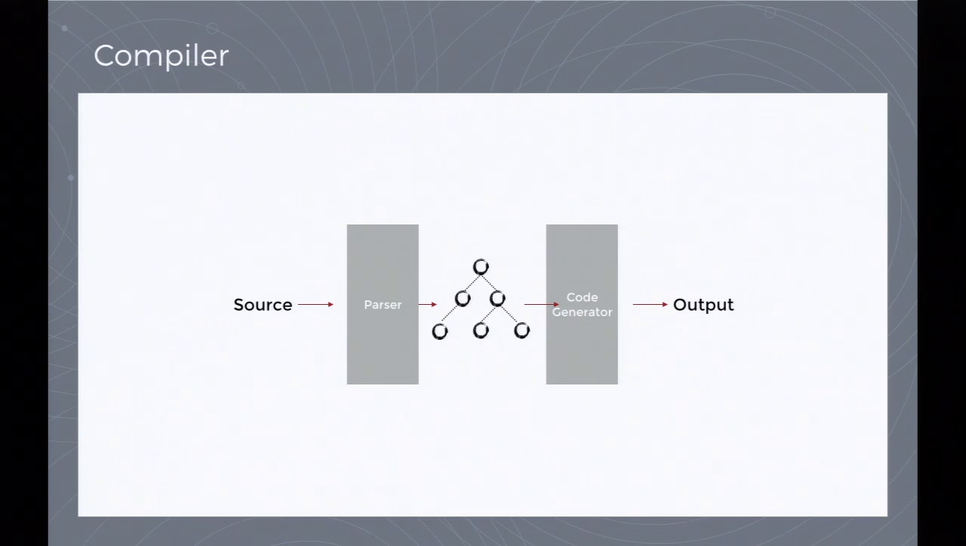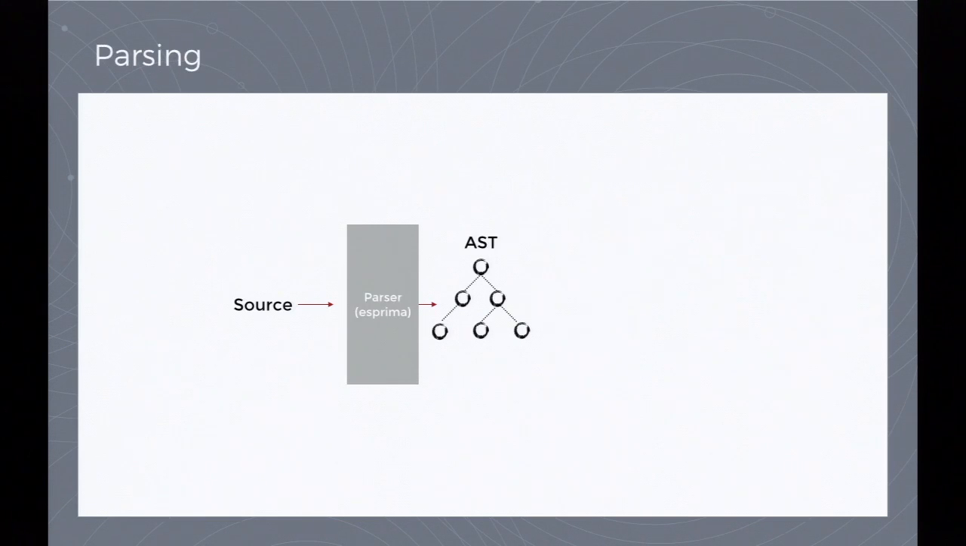Lucky for us, there are a number of ways to achieve this goal. The first step, or the front end of the compiler, consists of taking input source and parsing it into an AST. The library I'm using for this is Esprima. It's a really popular JavaScript parsing library. There are a lot of other alternatives out there, but we're going to go with Esprima here.